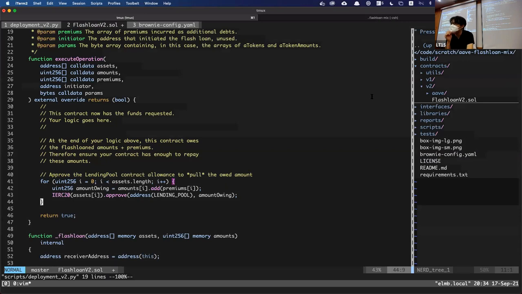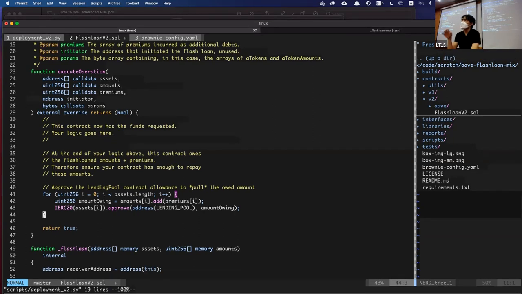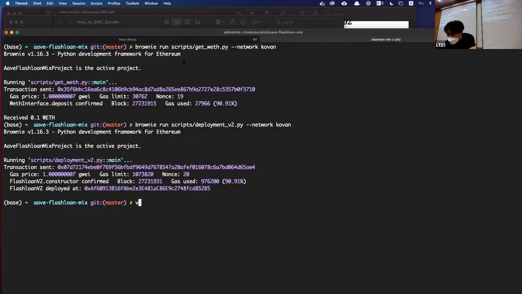So now I've gotten some rep ETH from the earlier transactions, and I've deployed a new flash loan contract. So the next thing I'm going to do is to fund the flash loan contract with some rep ether, and then I'm going to take a flash loan and return the flash loan back into the protocol, all in one transaction. Because most of the logic is already written on chain, what I really have to do right now is just call the function that is performing that flash loan.